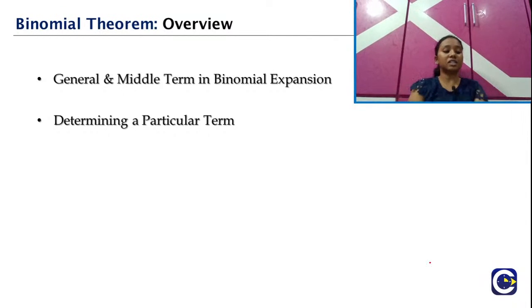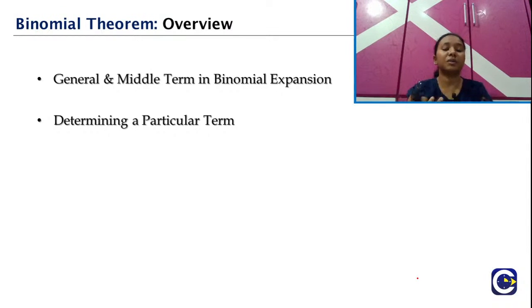After the general term and the middle term, we discussed a special case, that is determining a particular term. It can be any particular term. Basically we can use our general term also, and it depends upon the expansion. If it's given according to the particular expansion, then we can directly apply this particular term method, which will be easiest when compared to our general term in binomial expansion.